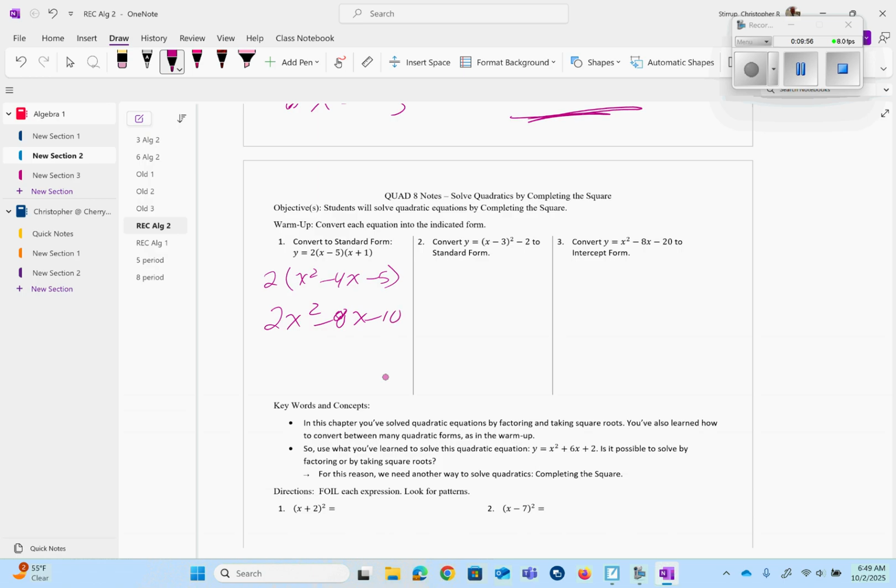We convert this to standard form. We're going to FOIL that out. So I'm going to get x squared minus 3x minus 3x minus 6x plus 9 minus 2. And then go ahead and combine like terms.